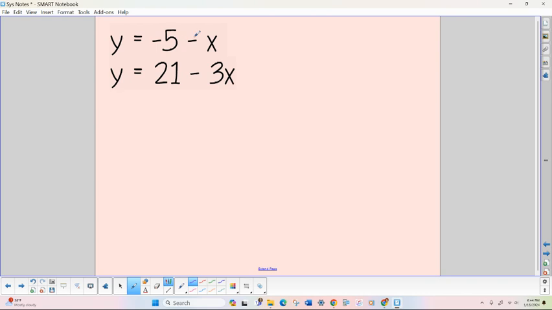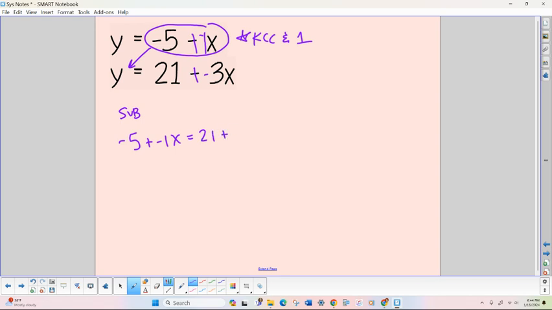So when I see keep change here, I'm going to change this to addition, but I need to throw a 1 in here on this guy. So this guy is a little bit harder because it has the keep change, and I have to put the 1 in to have it change, and keep change on that guy here, so that I have something to actually go through and do. So now again, when I go through and do my substitution step here, I'm going to have negative 5 plus a negative 1x equals 21 plus a negative 3x.